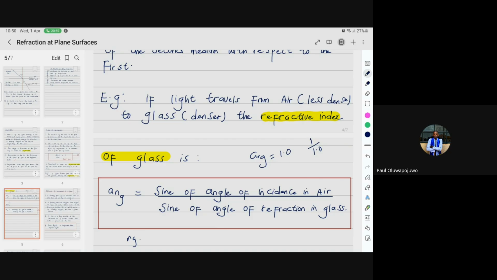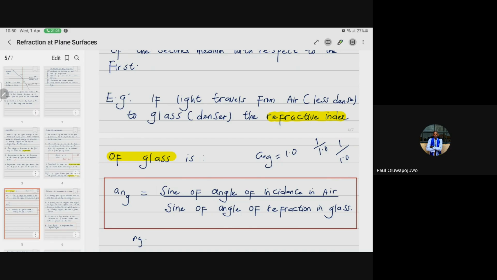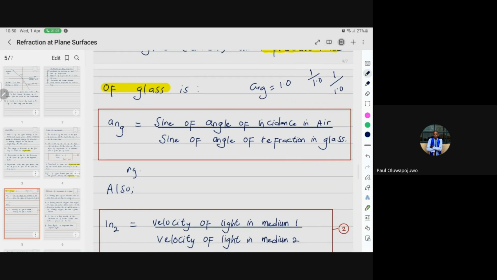When I said you do 1 over 1.0, for example, let me say it again: if I'm not looking for the refractive index of glass but of air, what will now happen is that glass will come up and air will come down.